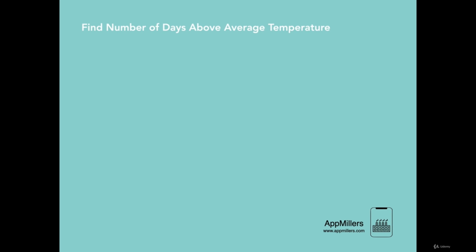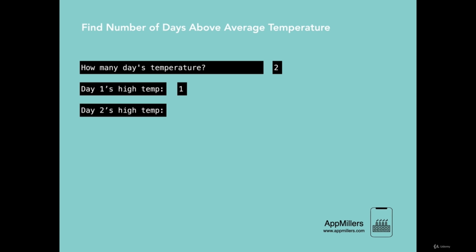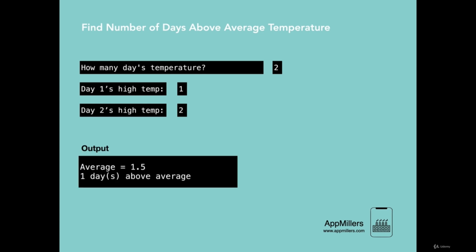So when we run our program, it's going to ask how many days' temperature we want. For example, in this case, if I put 2 over here, then it's going to ask for the first day's temperature and the second day's temperature. After putting this, if I hit enter, it's going to ask for day 1's high temperature. If I enter, for example, 1 over here, then it's going to ask for day 2's high temperature because here we have provided 2 days. So it's going to ask us 2 times. Here, if I put 2 and hit enter, the output will be like this. It's going to calculate the average of these two numbers, and it shows that 1 day is above the average because the second day's temperature is 2, which is above average.